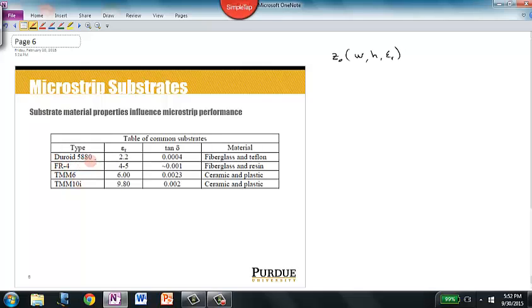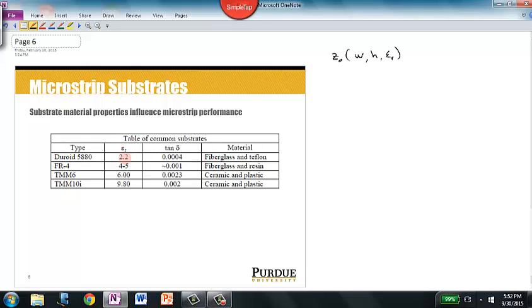So Duroid 5880, FR4, TMM6, stuff like that. You've probably heard of some of these already. And so now you know that those industry names refer to common substrates that transmission lines or printed circuit boards can be manufactured from. The next column that we have is the relative permittivity of the dielectric material.